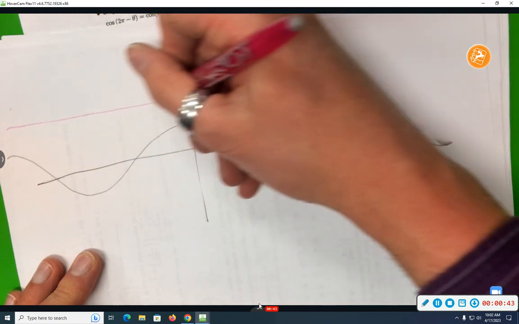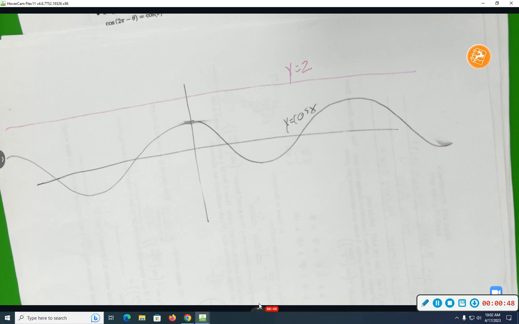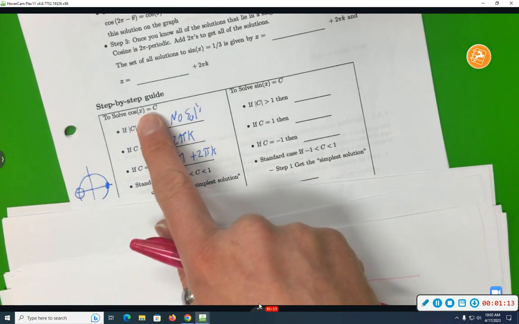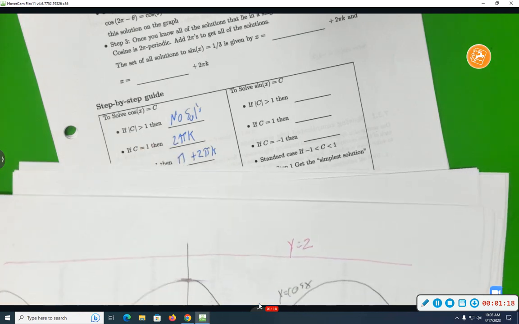And you know what? Let's draw y equals 2 on there. By looking at this graph, what are the solutions to cosine of x equals 2? Where do those two graphs cross? Do they cross? So what are the solutions? There are no solutions. So that was the bullet point here. If anyone asks you to solve cosine of x equals c, and that c is bigger than 1 in absolute value, there are no solutions, you're done.